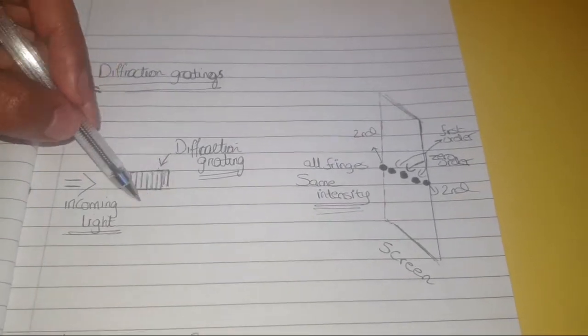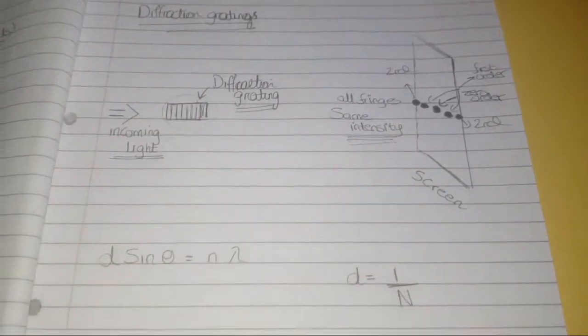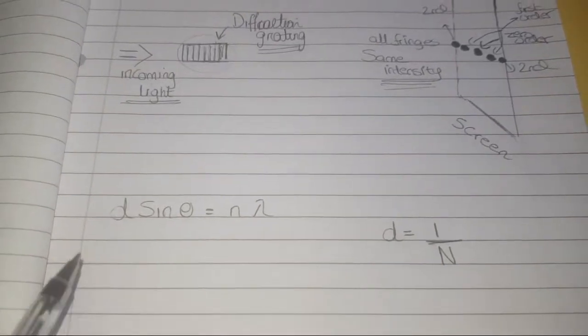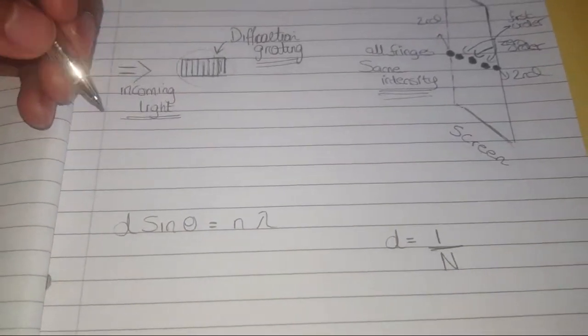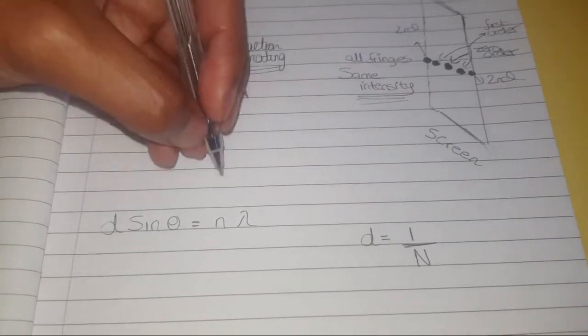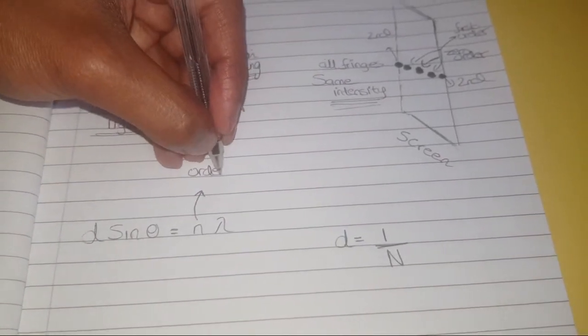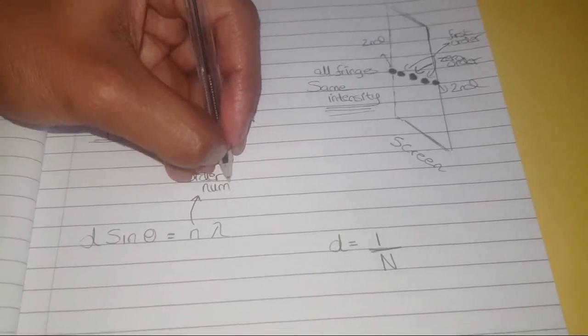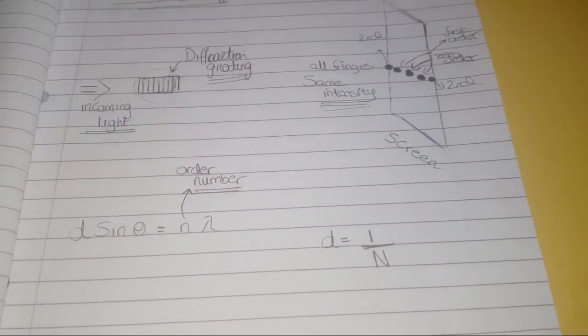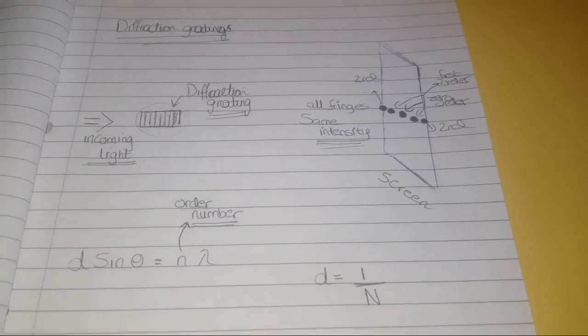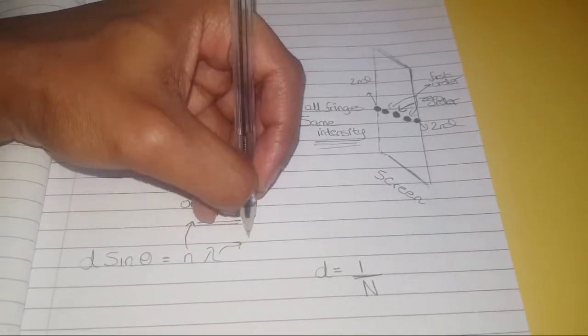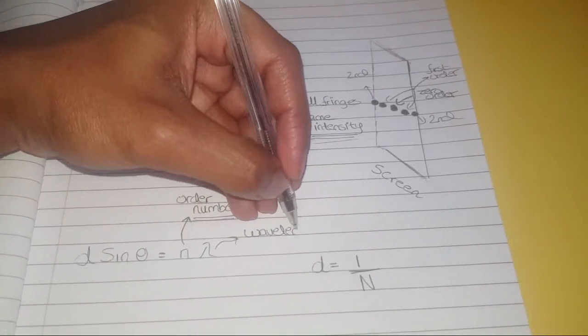Now, with that in mind, and having done the practical, we need to look at how to find the gap size. If you look at the equation here, they do give it to you in the formula sheet, but they do not annotate it for you. So if you want to annotate it alongside me, you can. n just stands for the order number. I'll do one or two examples just to show you how we use it. So n is the order number. Lambda is just the wavelength of light that goes through the grating.